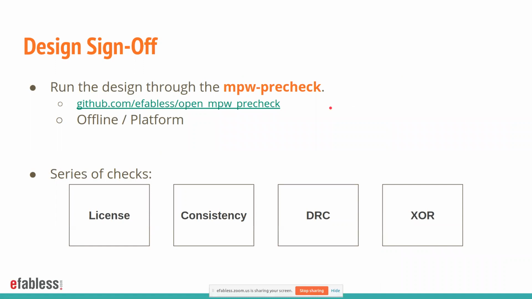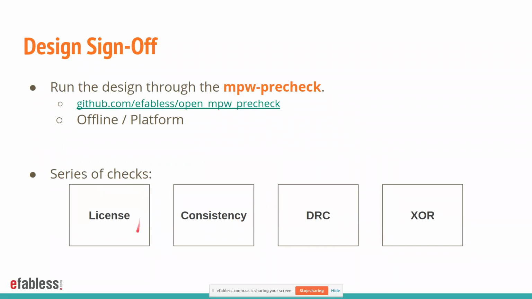So after you're done hardening your design, you will need to run it through the Open MPW pre-check. And the Open MPW pre-check is a sign-off tool to confirm that your submission is valid for the shuttle. It is developed by eFabless. And you have the option of running the tool offline, locally on your machine, or you can run it on the platform, on the efabless.com platform. And the main purpose of the pre-check is to make sure that your design is ready for the shuttle submission. So it runs a number of checks.